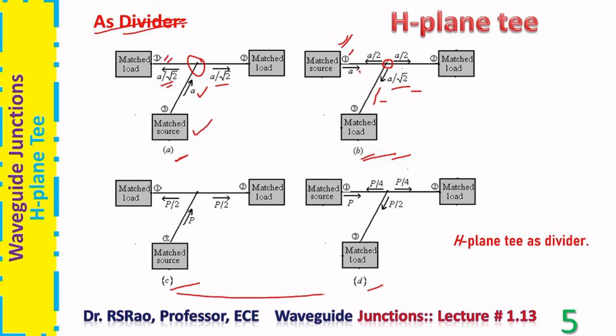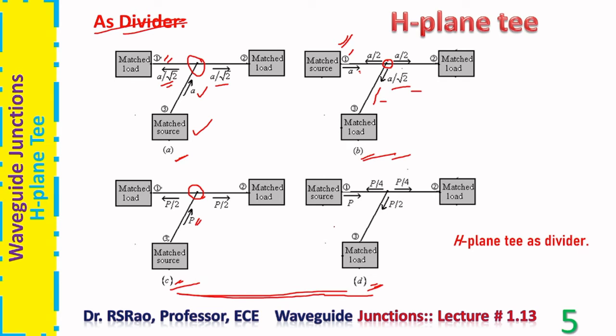In C and D, wave division is illustrated in terms of power. In C, the source is connected to the sidearm port. Let us say the output of the source is P. This power totally goes into the junction region. There it gets split into two equal parts, one part moving towards port 1, another part moving towards port 2. So total power here is getting divided into two equal parts.